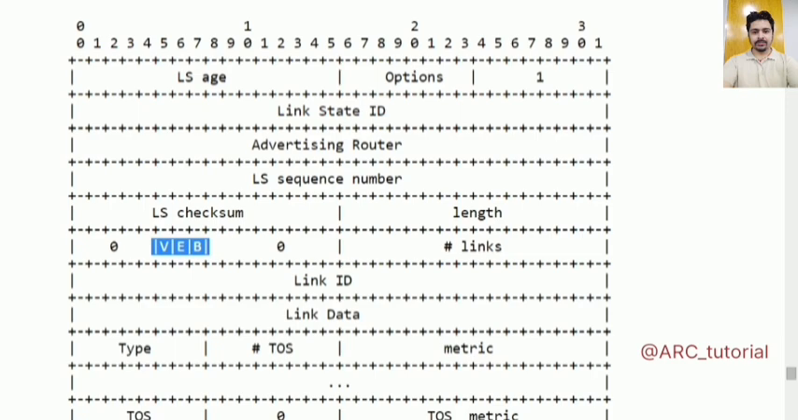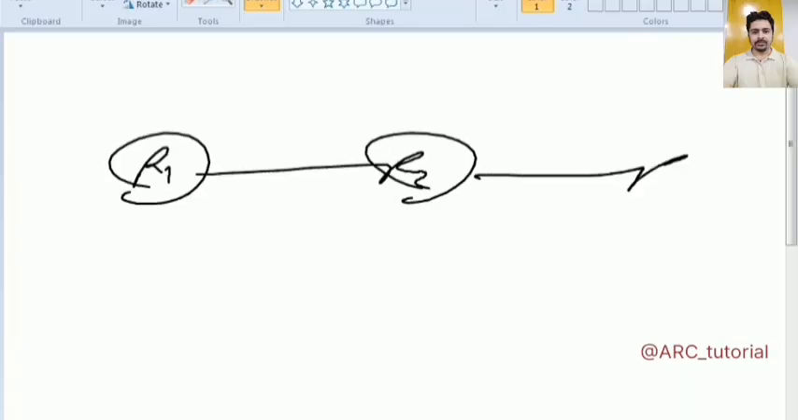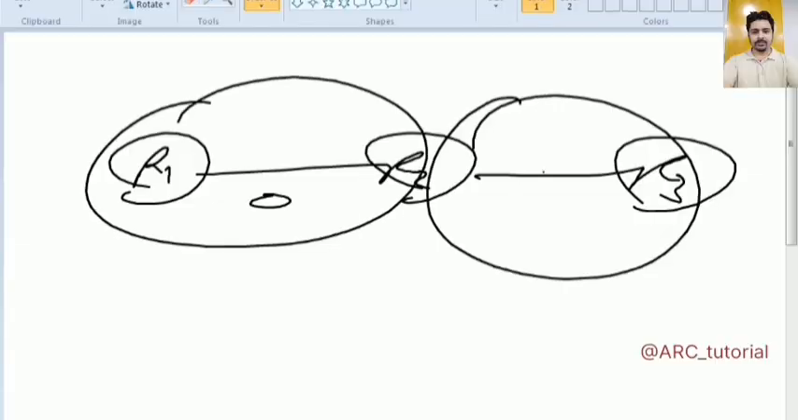Now let me tell you. Let's say there is R1, there is R2, there is R3. Did you get my point? Here you are running area 0 between R1 and R2, and between R2 and R3 you are running area 1. So now R1 knows very well that R2 is working as an ABR, because if you configure the command show ip ospf border-routers, R1 will show you that R2 is working as an ABR. So how did it come to know that R2 is working as an ABR?